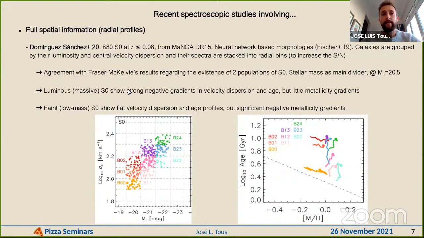They find agreement with the results from Fraser-McKelvey regarding the existence of two populations of S0 galaxies with a stellar mass as the main divider. And they also find that the more luminous would present strong gradients in age, but very flat profiles in metallicity, whereas the less luminous galaxies would behave more or less the other way around.